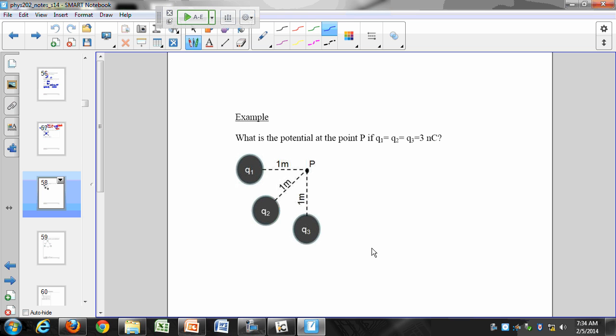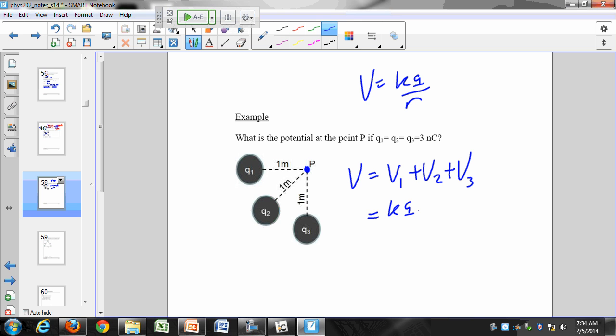So say, for example, this is a really simple problem. I just want to know the potential at point P. In order to find that potential, I'm just going to say V is equal to V1 plus V2 plus V3. So I just add them up, each individually, not worrying about directions or anything because it's scalar. And remember, our potential is KQ over R. So that's going to be KQ1 over R1 plus KQ2 over R2 plus KQ3 over R3.